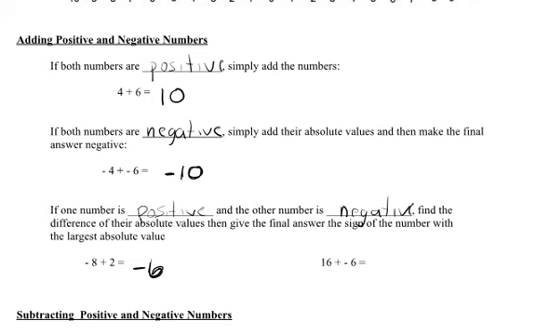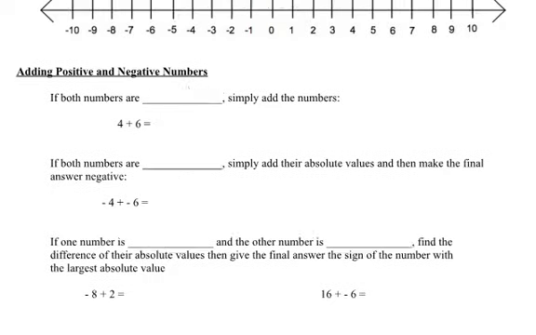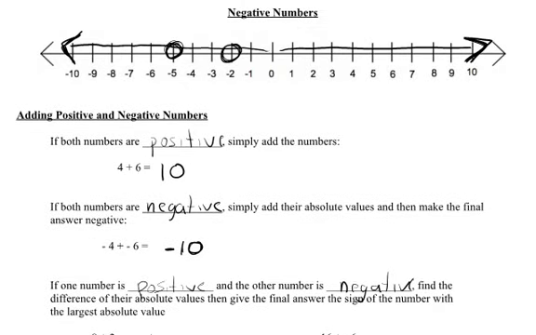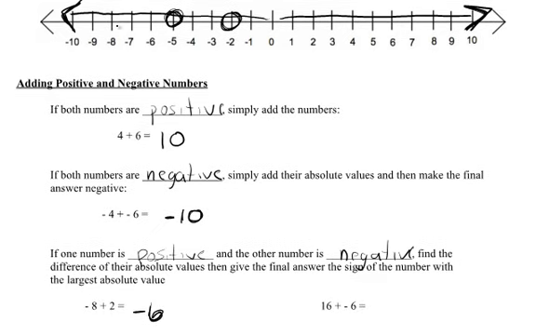Okay? Now, you could have also done that problem by looking at the number line. So if you had negative 8, be right here, plus 2. So plus 2, you're going 2 in the positive direction, and you end up right here at negative 6. Okay, let's try one more.